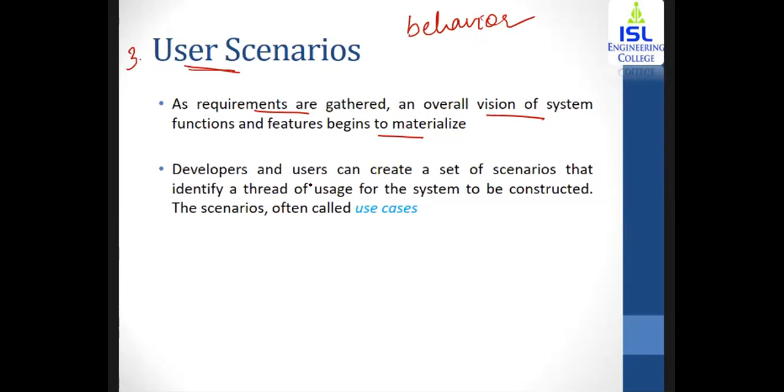Now these developers and end users, that is the people developing the software and the people that are going to use the software, are going to create a set of scenarios. That is, what are the different tasks that this particular system is going to perform. Those scenarios will identify how you're going to use the system. These scenarios are called use cases. The use case diagram is one of the UML diagrams, the Unified Modeling Language. You're going to study 9 different diagrams within this. One is the use case diagram that depicts the behavior of the system.